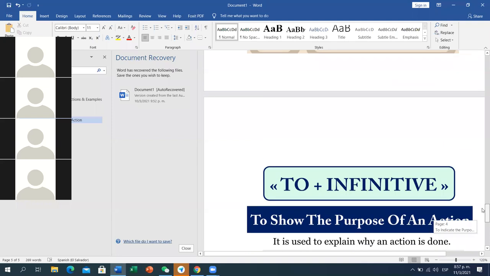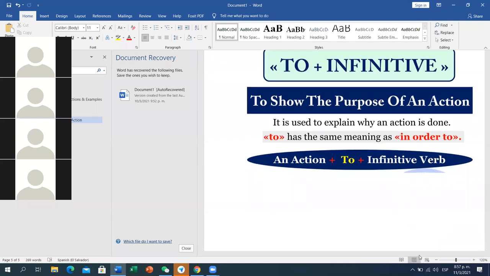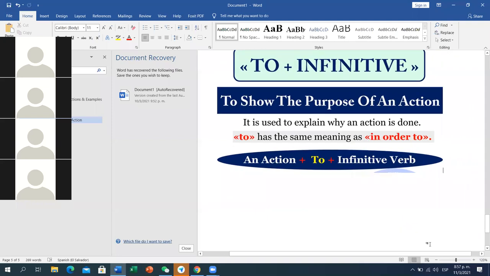I do apologize. Once again, para hacer un recap, that we have this, el to plus infinitive. It is to show the purpose of an action. Es uno de los usos, ¿verdad? It is used to explain why an action is done, okay? Por ejemplo, no puedo decir, I want to. ¿Qué quiere qué? I want to qué?